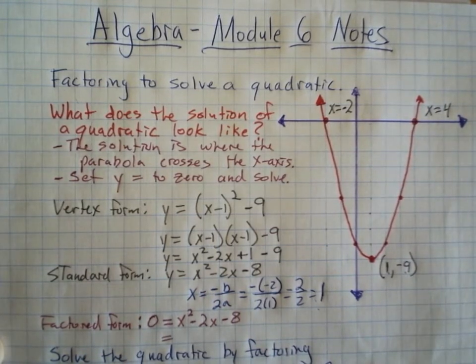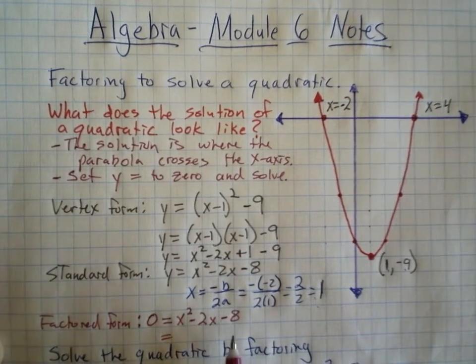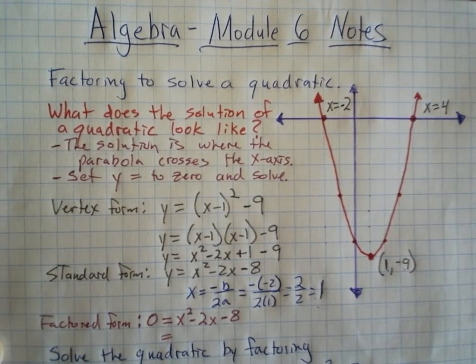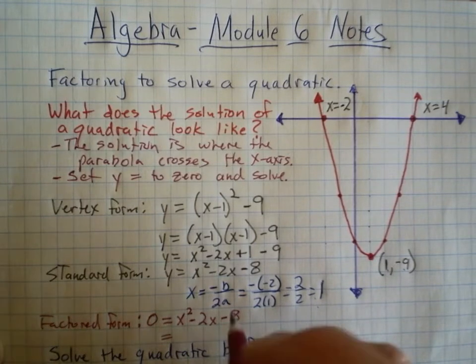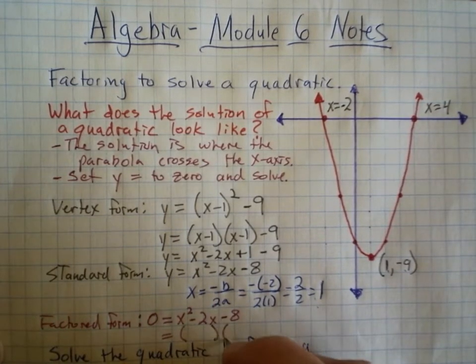I'll give you a moment. You can pause it. Go ahead and try to factor this on your own. Factors of -8 that add up to -2. Go ahead and do it. Okay, and now we're back. And here's what I got.